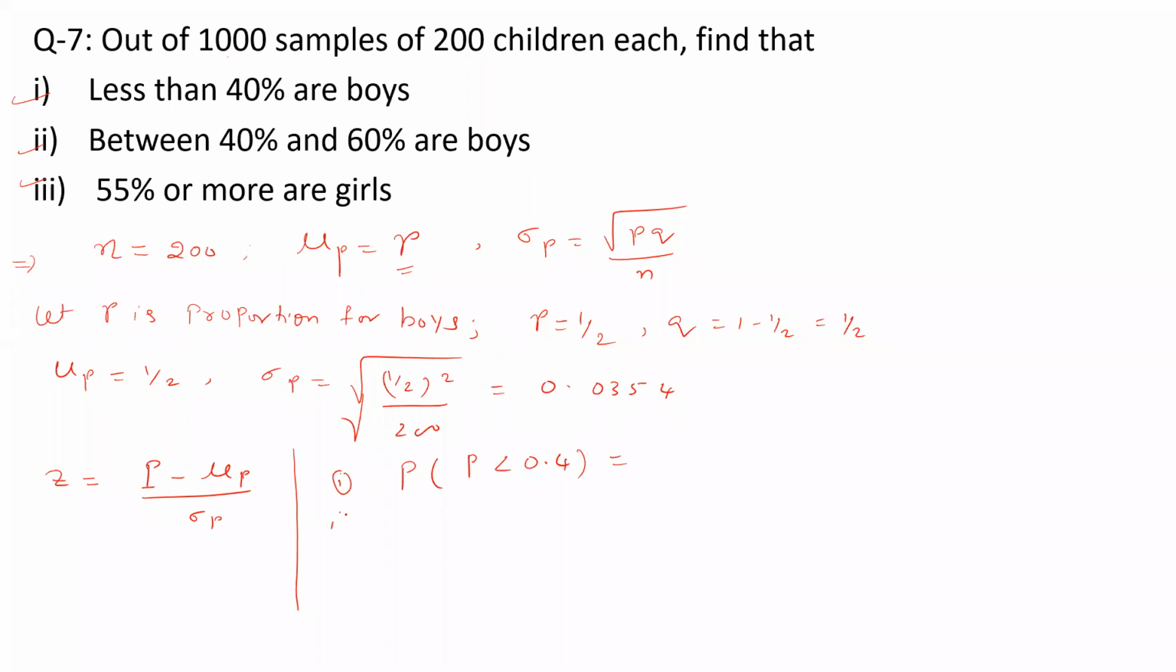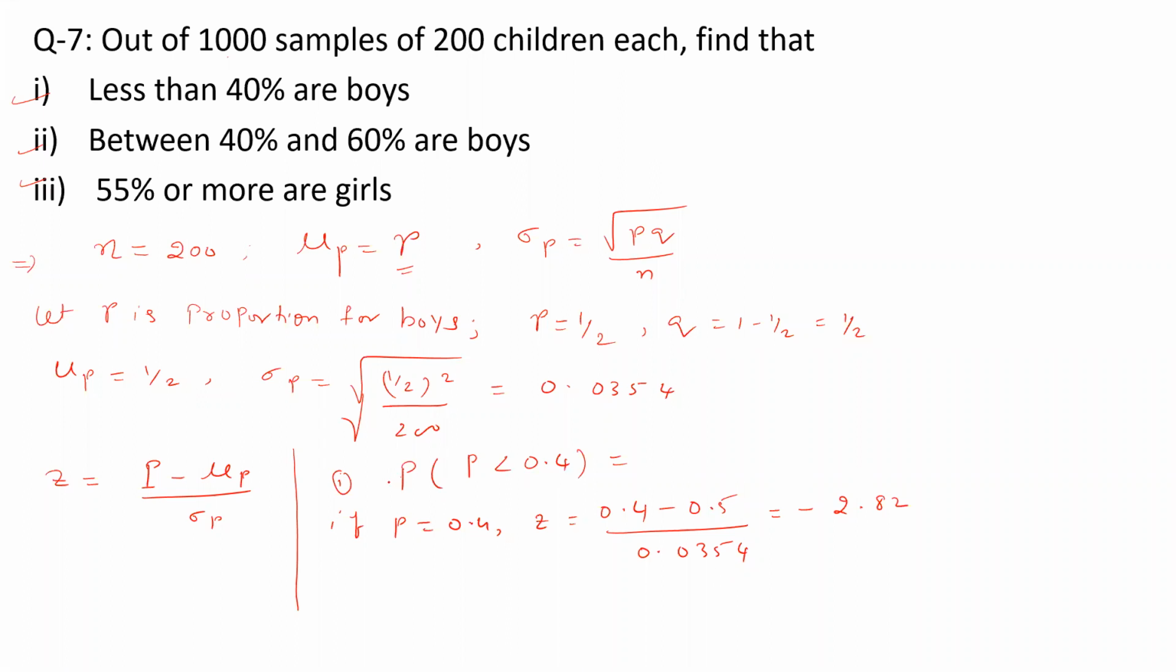So if P becomes exactly 0.4, then what is the Z value? In place of P, you put 0.4 minus mu p, which is half, 0.5, divided by sigma p, which is 0.0354. If we quickly calculate this, I will get minus 2.82.